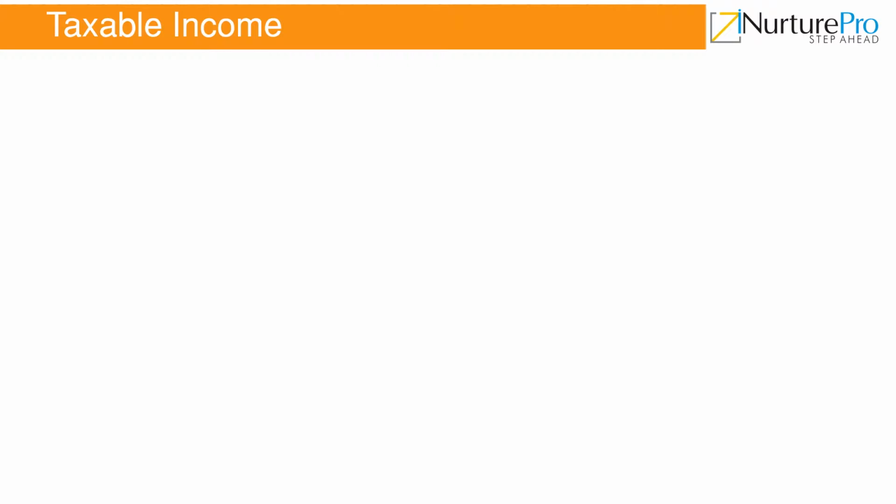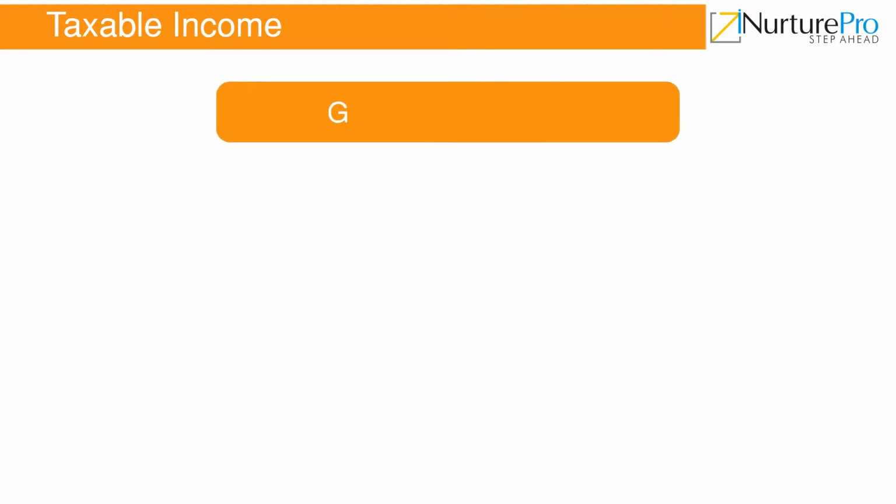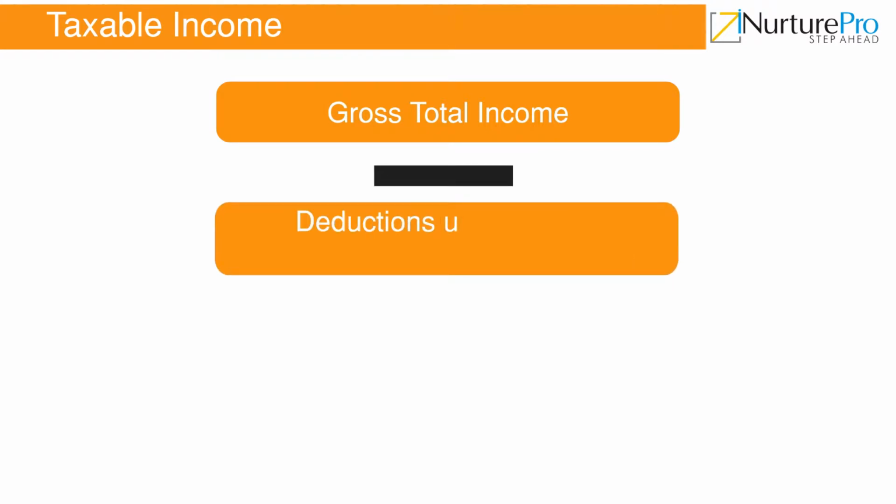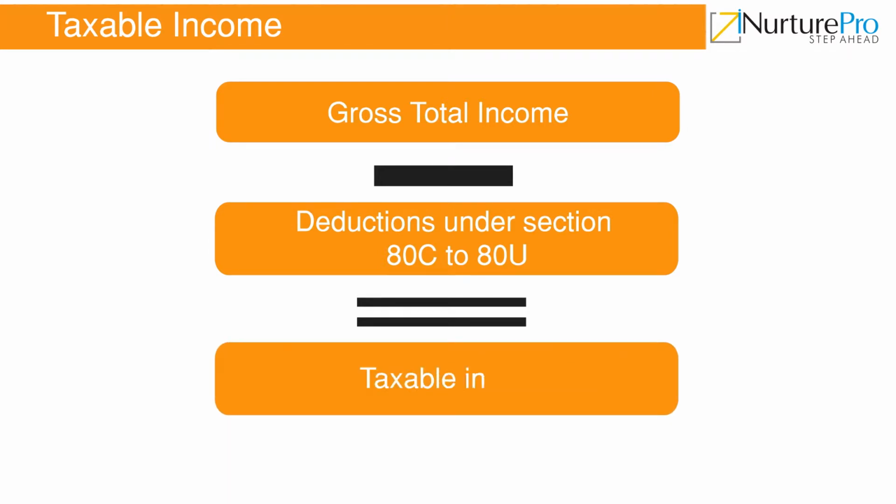For calculating the taxable income, the gross total income is calculated from 5 income heads. After computing the gross total income, deductions under Section 80C and 80U are made. The amount after the deductions is the taxable income. Tax on this income is calculated as per the financial bill of the respective year.